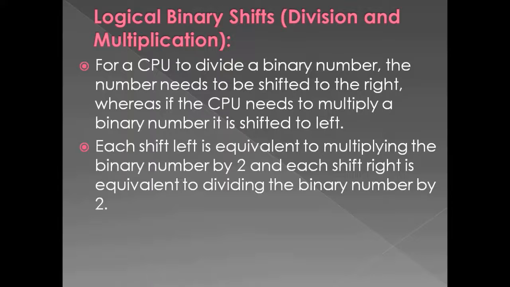Next we have logical binary shifts, meaning divisions and multiplication. For a CPU to divide a binary number, the number needs to be shifted to the right, whereas if the CPU needs to multiply a number, it is shifted to the left. Each shift left is equivalent to multiplying the binary number by 2, and each shift right is equivalent to dividing the binary number by 2.